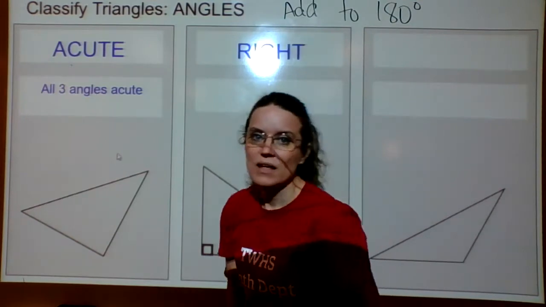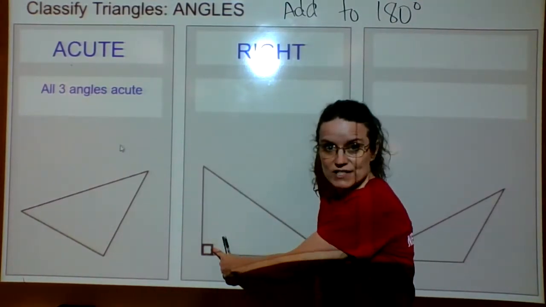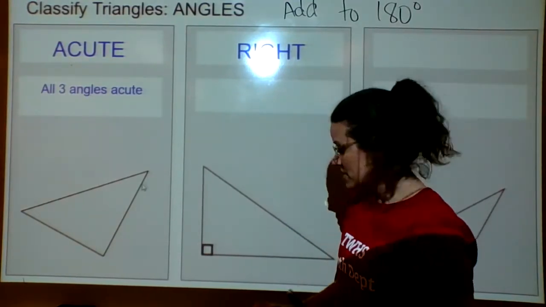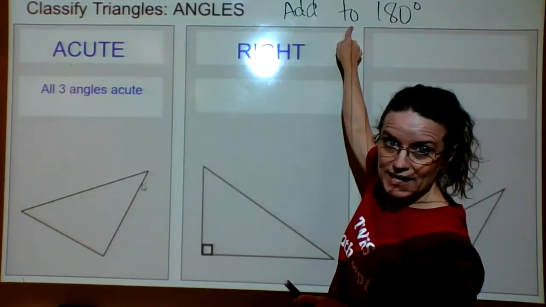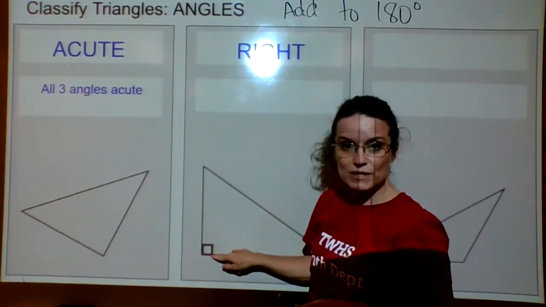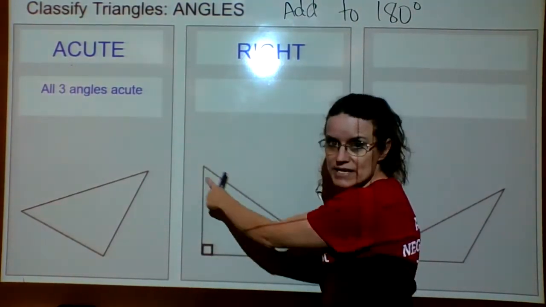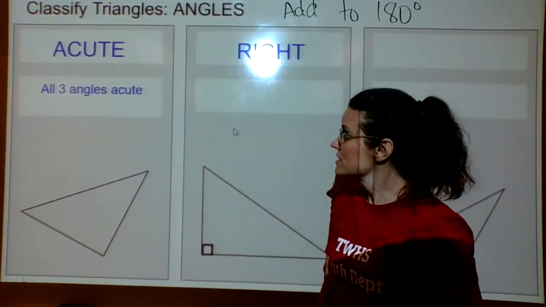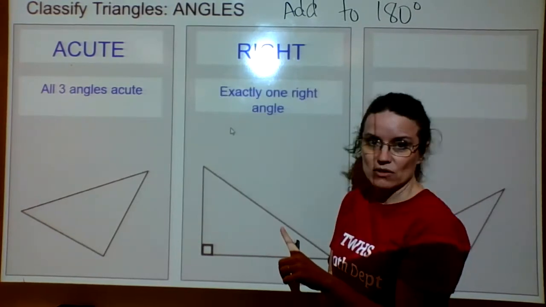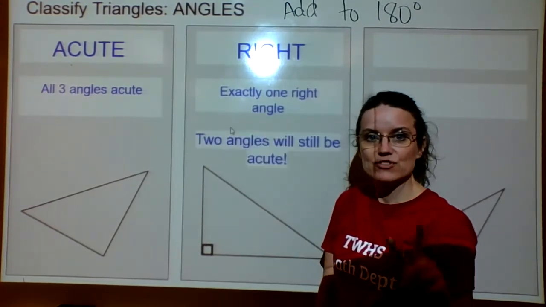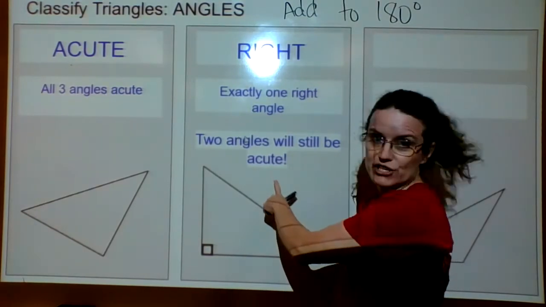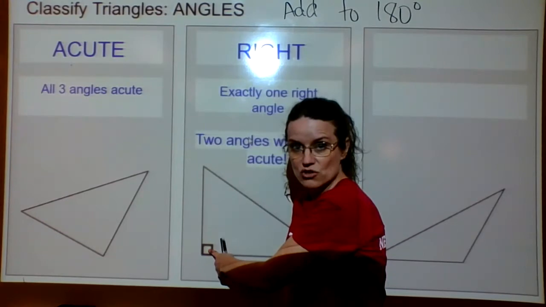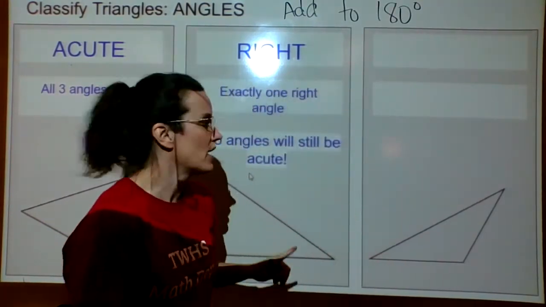This one has my little right angle symbol in the bottom. So this is called a right triangle. Now the thing about these triangles is since they have to add up to 180, and this one is 90, that leaves 90 degrees being spread out for the other two, so they're automatically going to be acute. So this triangle has one right angle, but then it always has two angles that are still acute. So we focus on the one that's special. Whichever one's special, if it's right, it makes our triangle a right triangle.